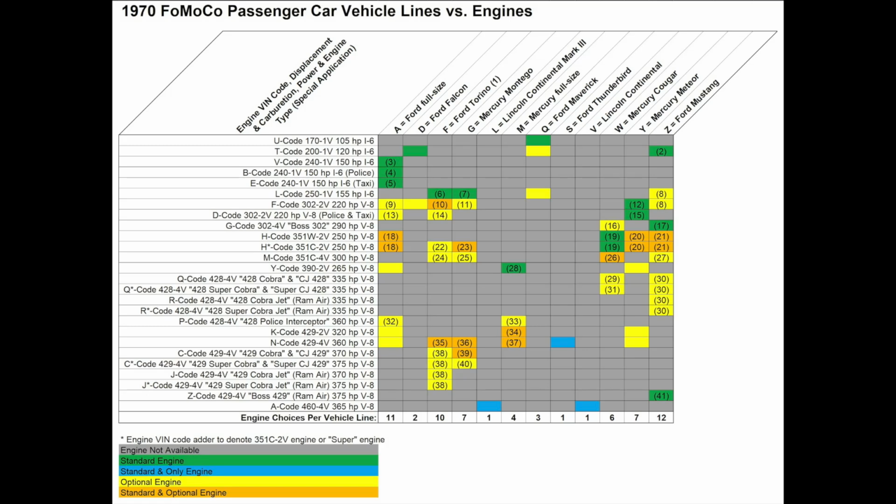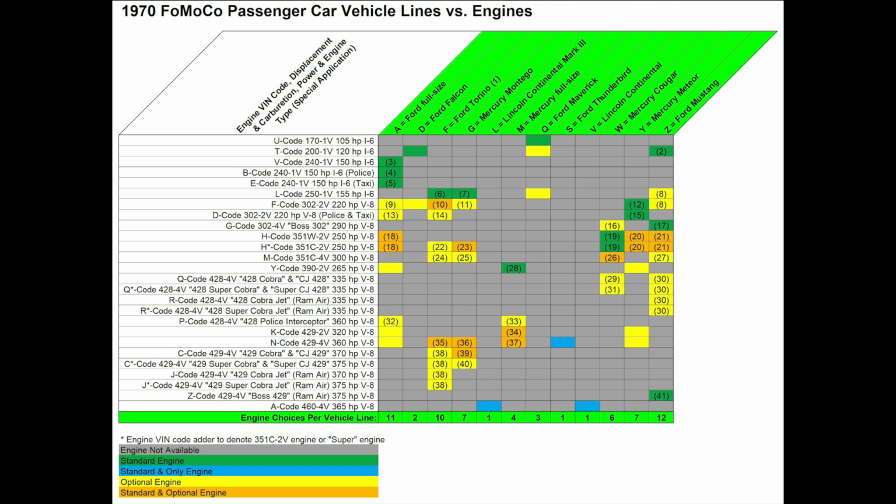Looking at the engine choices per vehicle line highlighted here in green, we see that vehicle line A, Ford full-size, had 11 engine choices. Vehicle line D, Ford Falcon, had 2 engine choices. Vehicle line F, Ford Torino, had 10 engine choices. Vehicle line G, Mercury Montego, had 7 engine choices. Vehicle line L, Lincoln Continental Mark III, had only 1 engine. Vehicle line M, Mercury full-size, had 4 engine choices. Vehicle line Q, Ford Maverick, had 3 engine choices.